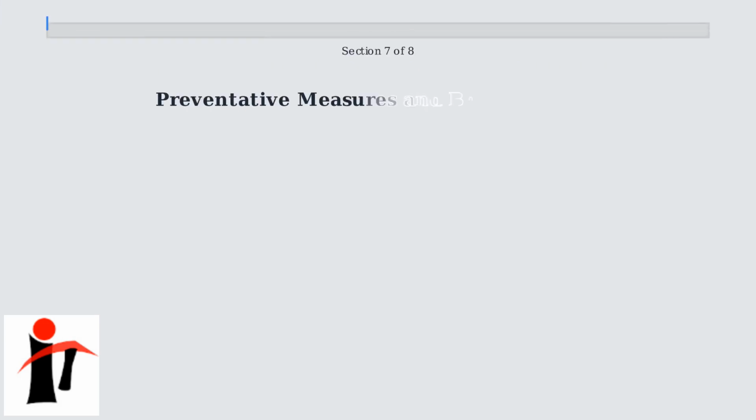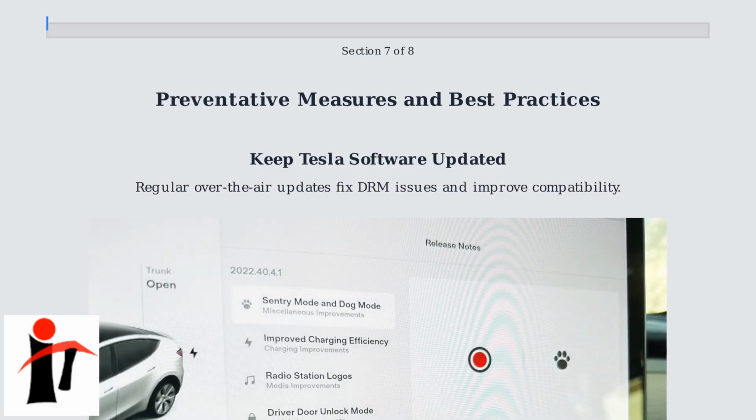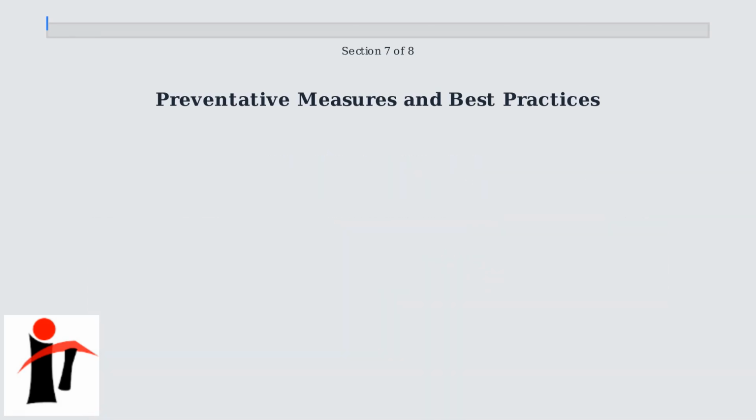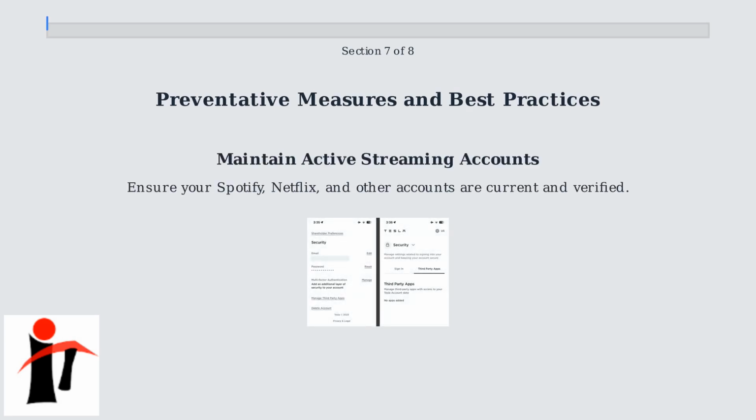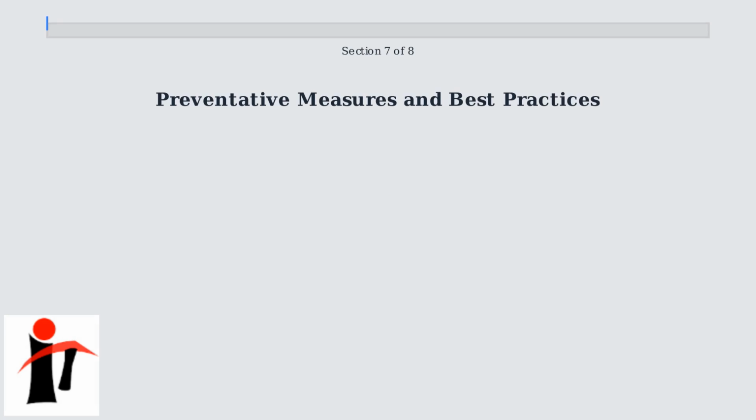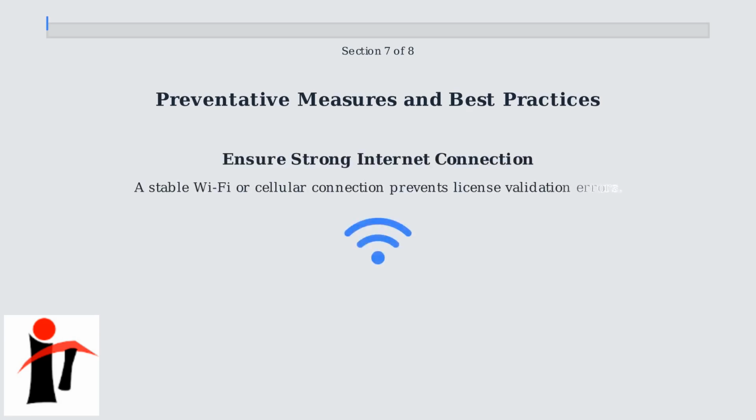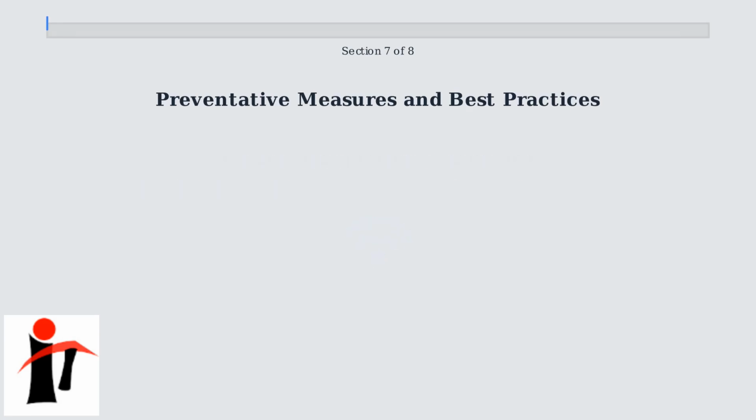To minimize future playback errors in your Tesla Model 3, focus on these preventative measures and best practices. First, always keep your Tesla software updated. Tesla releases over-the-air updates that address DRM license problems and enhance media streaming reliability. Second, maintain active and verified streaming accounts. Expired or invalid accounts can cause authentication failures. Third, ensure a strong internet connection. Weak signals can interrupt license downloads and account syncing.